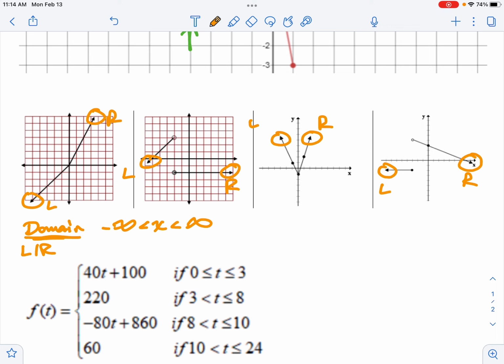So our options were the first graph, the second graph, the third graph, the fourth graph. In this case, option 5, all of these are going from negative infinity to positive infinity.